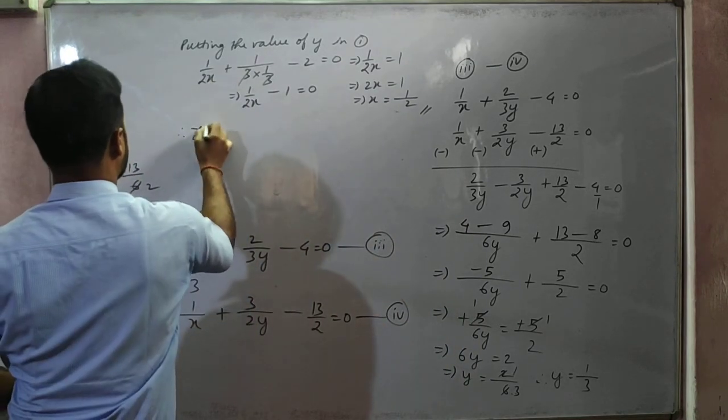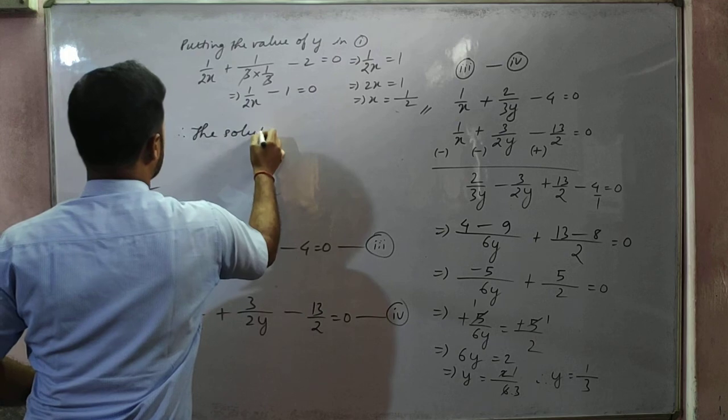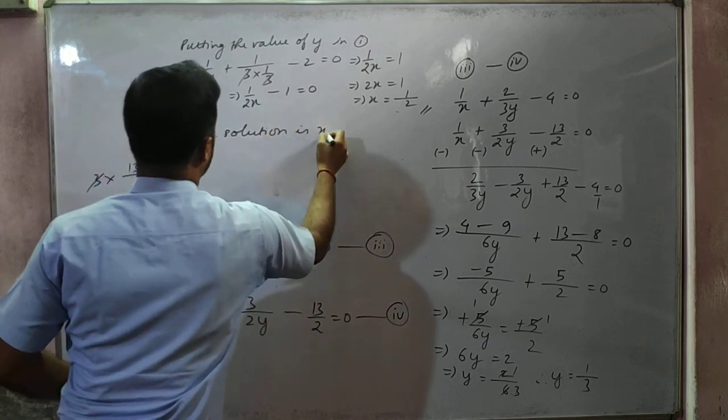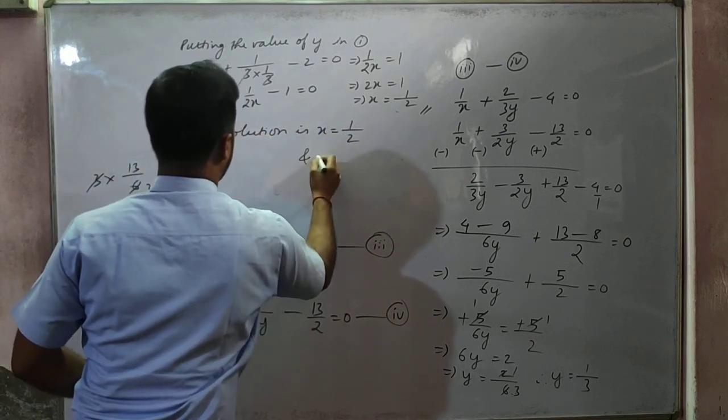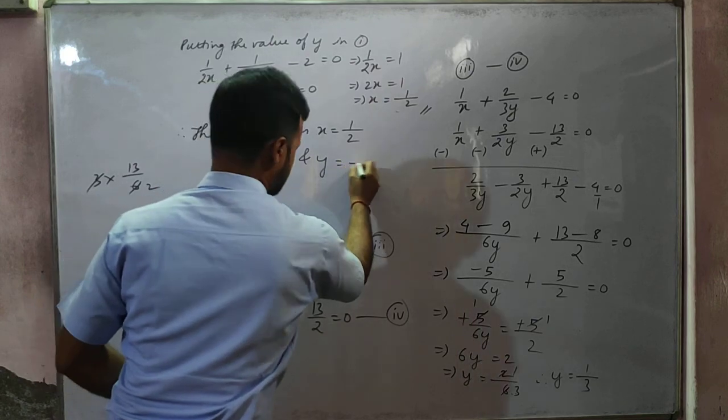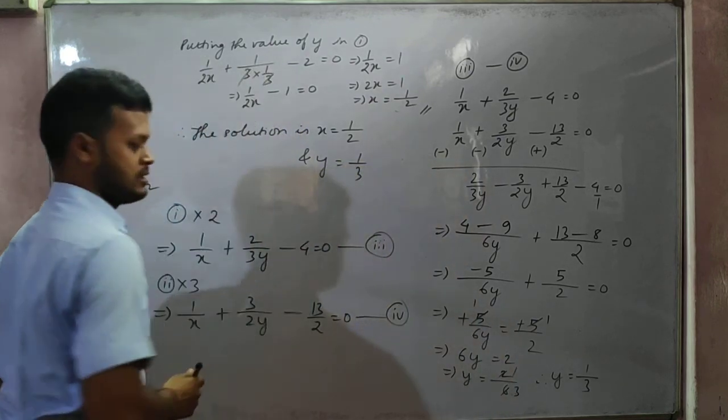Therefore the solution is x is equal to 1 by 2 and y is equal to 1 by 3. Okay.